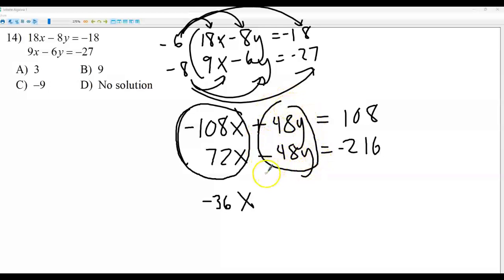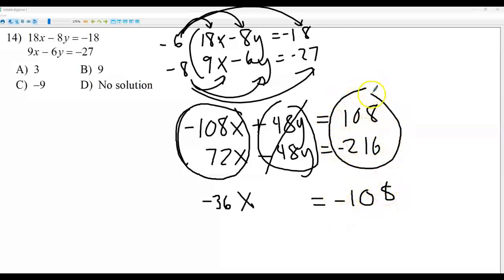All right. And then I'm going to combine these together. And when I do, that's what I want to happen, is I want them to cancel out. And then on this side over here, if I combine these together, I end up with -108. If I combine these together, -216 plus 108 is -108. Now we're going to solve for x by dividing by -36. These go away. And I'm going to guess here that this is going to be negative divided by negative is positive, and 36 goes into 108 3 times.